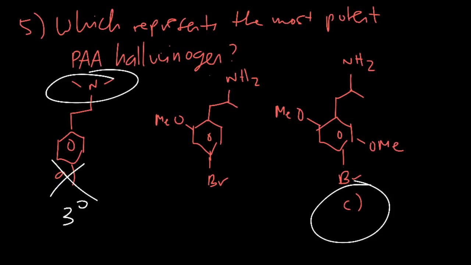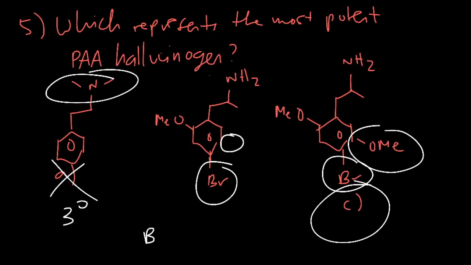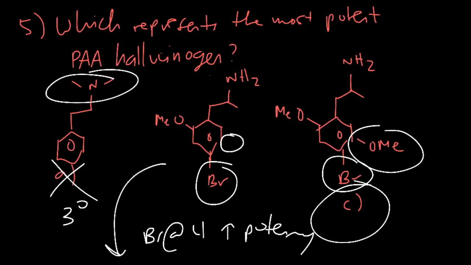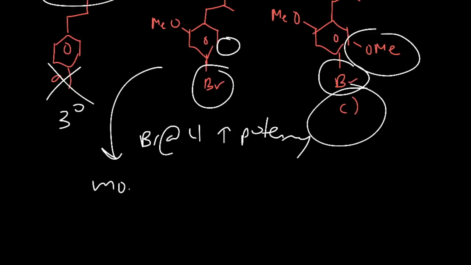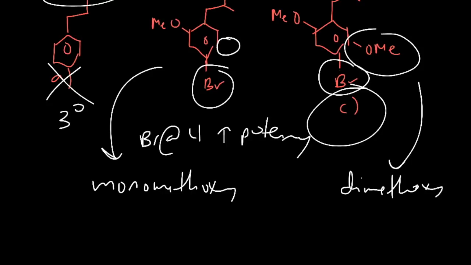Now you're stuck between everything being the same. The only thing that changes is this group here, the O-methyl group. Which one's more potent for phenylalkylamines? So let's see. You do know that bromine at the 4 position increases potency. Now you're stuck between monomethoxy and the dimethoxy or trimethoxy analog.